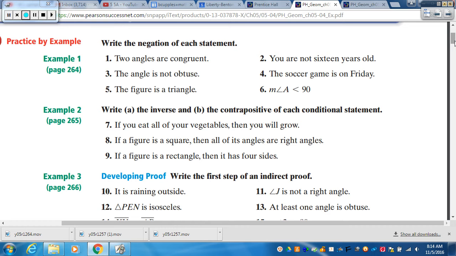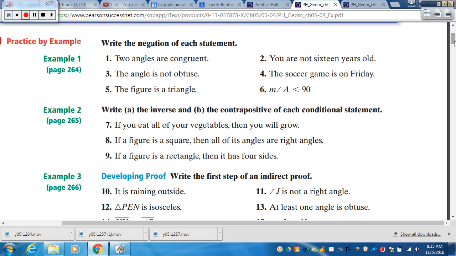Number 7 and 8, we're just going to do the inverse and the contrapositive of each conditional. All right, so if you eat all your vegetables, then you will grow. The negation of that is going to be this. Okay, if you do not eat all of your vegetables, then you will not grow. Okay, and the contrapositive would be if you do not grow, then you do not or did not eat all of your vegetables. Okay. Number 8, if a figure is a square, then all of its angles are right angles.